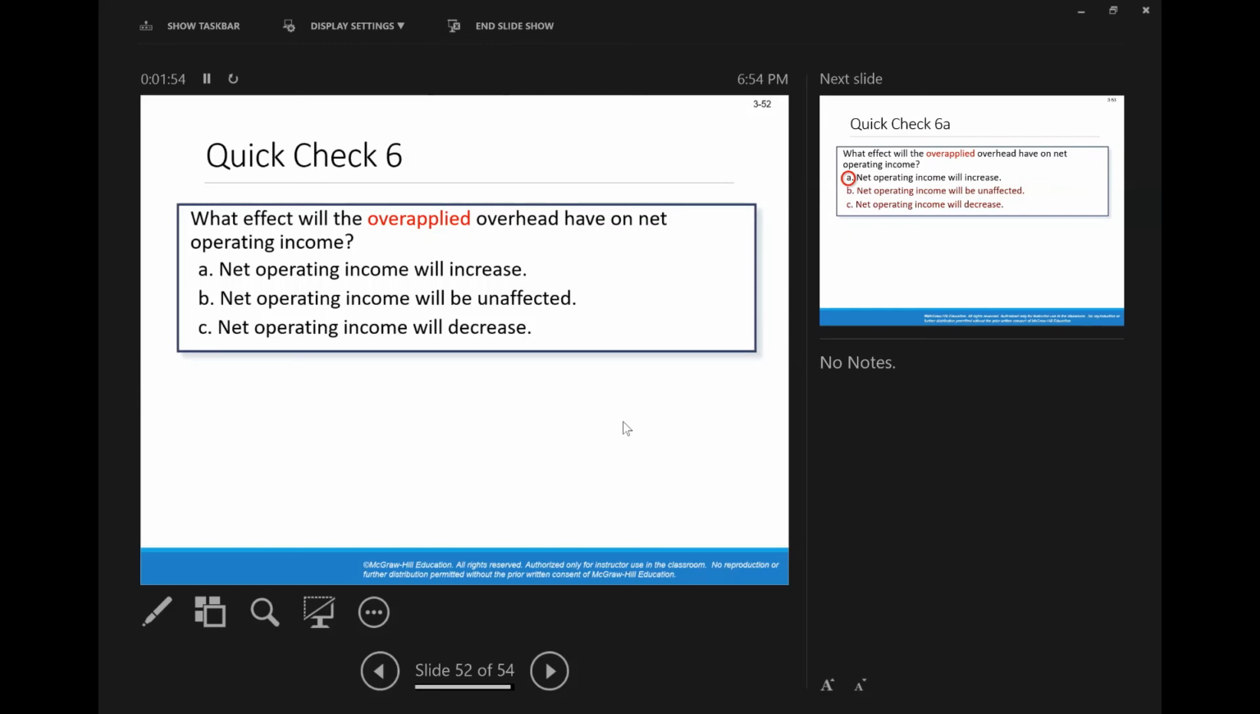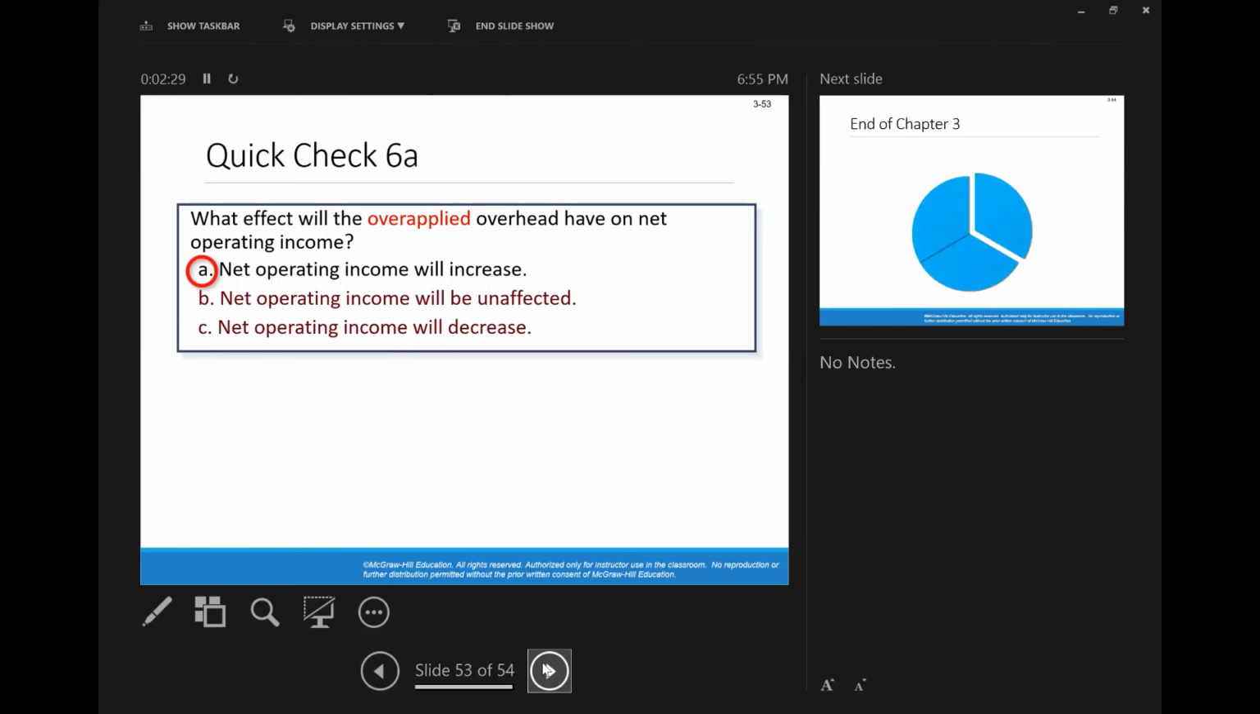And so I'm trying to make sense of that in my head. What effect will the over applied overhead have on net operating income? Potentially it's going to increase because when I over apply, I'm going to have to do the entry that we just did where I'm reducing the manufacturing overhead, which means I'm reducing my cost, which means I'm increasing my income. So once you fix it, your income will increase. And it doesn't give any explanation, but that's what I'm thinking.